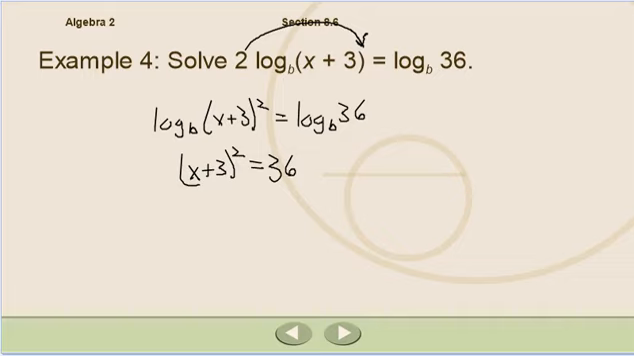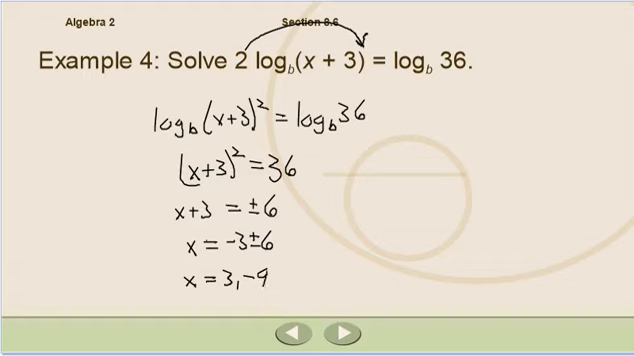We could solve this a couple different ways, but the easiest way is probably just to take the square root of both sides. Here we get x plus 3. Over here, take the square root of 36, you get plus or minus 6. Subtract 3 from both sides, and you get x equals negative 3 plus or minus 6. And we want to get both of these solutions, so we have negative 3 plus 6 is 3, and negative 3 minus 6 is negative 9.